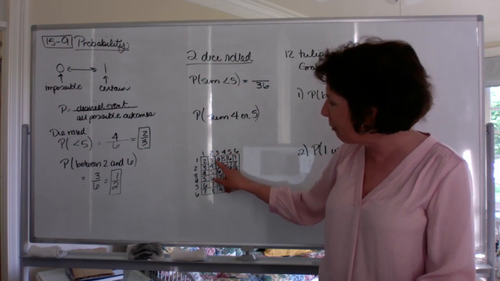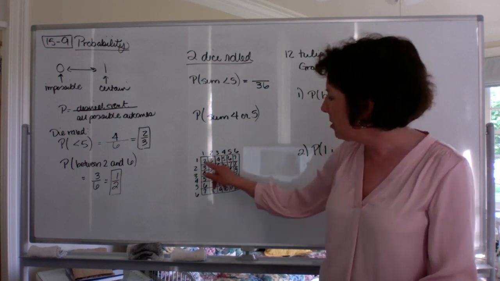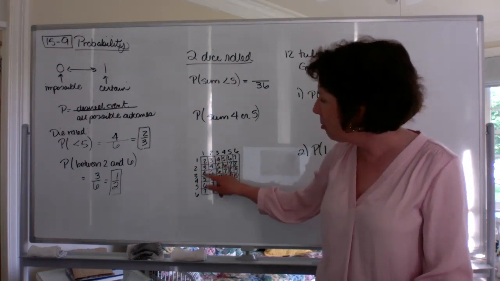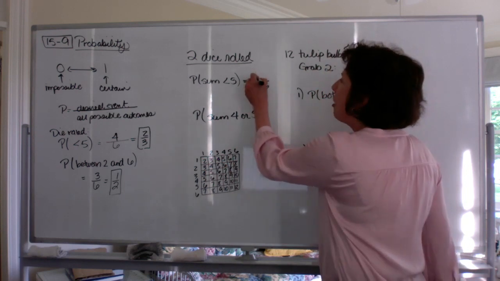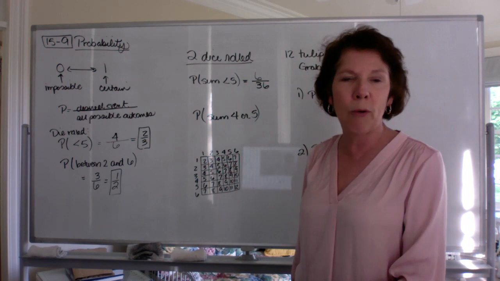There's 3 ways to get a 4, 2 ways to get a 3, 1 way to get a 2. So let's add those up. 1, 2, 3, 4, 5, 6. So there are 6 out of 36 ways for me to get a sum of 2, 3, or 4.